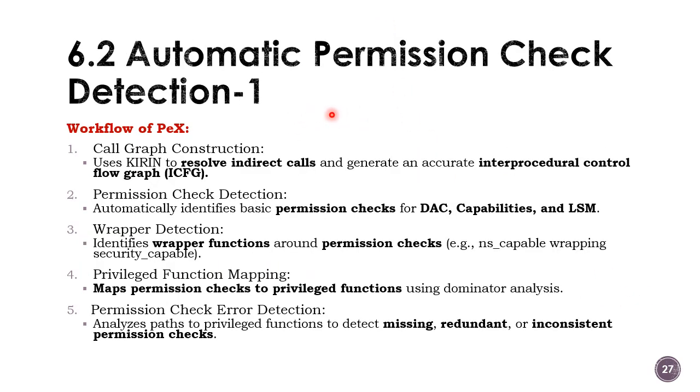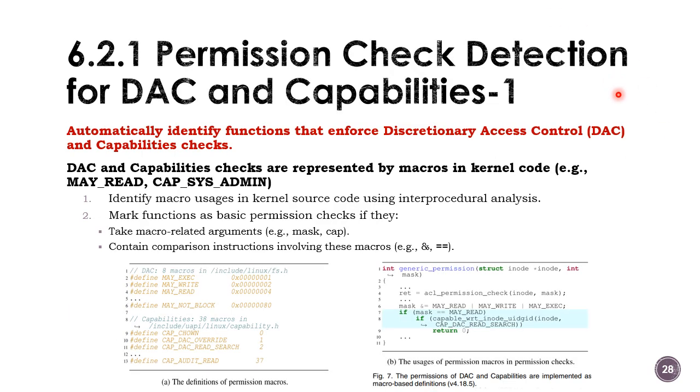In this paper, it also proposes a technique to automatically detect permission check errors. And before diving into the details of that, here's a refresher of the whole workflow of PAX. It starts from code graph construction, followed by permission check detection, followed by wrapper detection, and then we will have privilege function mapping. With all these 4 steps, we will be able to do the permission check error detection.